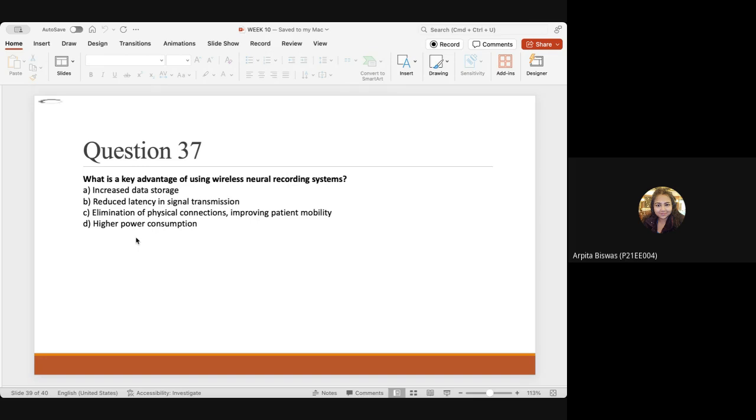And this is the last question, question number 37. What is the key advantage of using the wireless neural recording system? First option is increase the data storage. Second option is to reduce the latency in signal transmission. Option C is the elimination of physical connection, improving the patient mobility. And option D is the higher power consumption. Option B, ma'am. No, not B. Okay, ma'am, the right option is option C, the elimination of physical connection and improving the patient mobility.